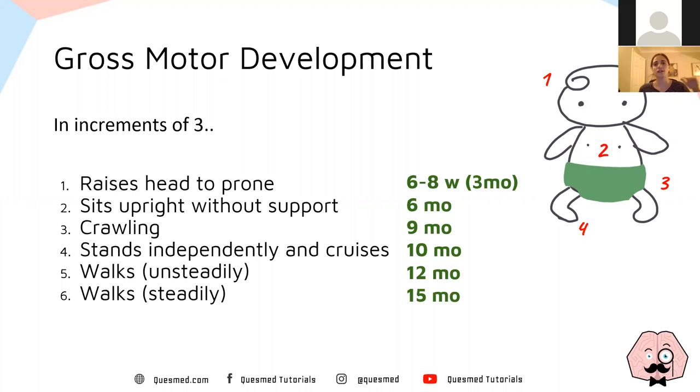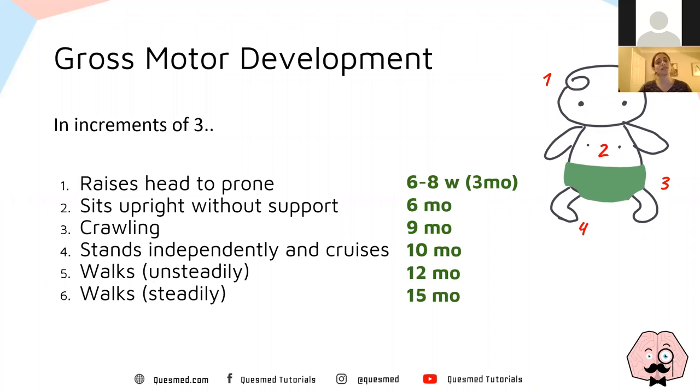First of all, it will start at about 3 months. A baby should be able to raise their head in prone, just show some good head control. We then move on to core muscles, such as sitting upright without support. So that's under point two. They'll need to be able to hold themselves up and have head control at the same time in order to sit up, if you imagine.